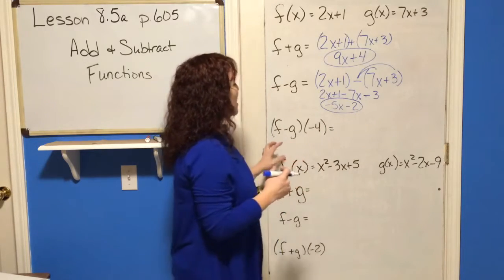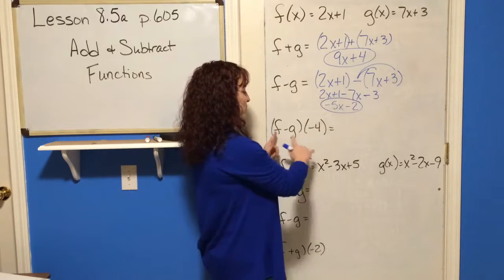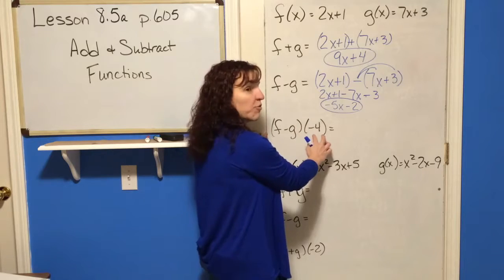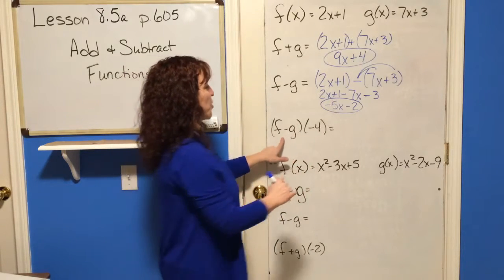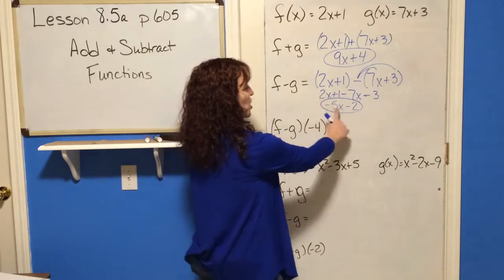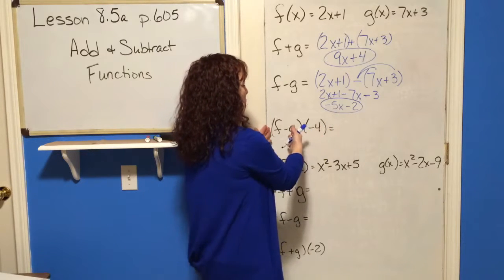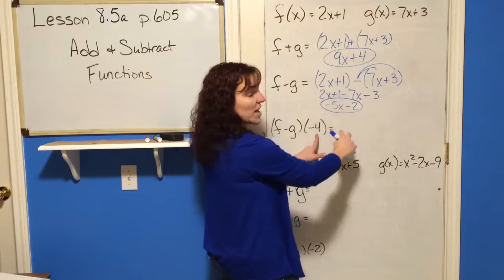Now, something else you might be asked to do is say the function f minus the function g, and I want the function of negative 4. So what you'll do with that is you've already figured out the function f minus g. This is a new function. The function f minus g we know is this. So what we're actually doing is we want the function of this with x equal to negative 4.